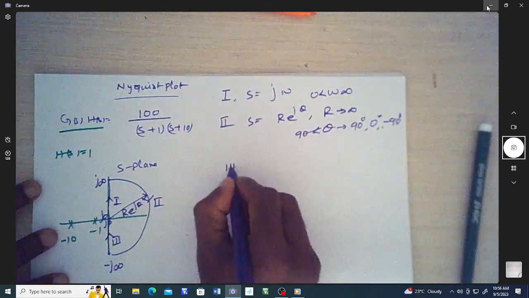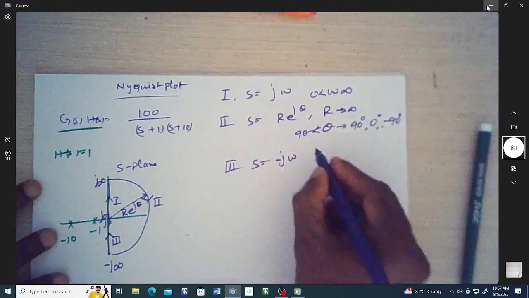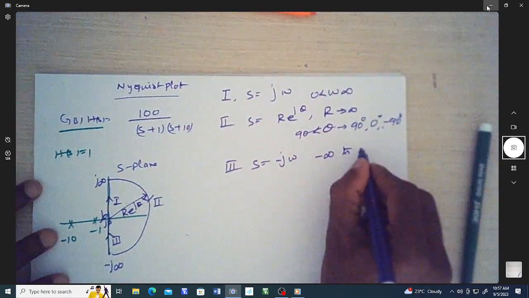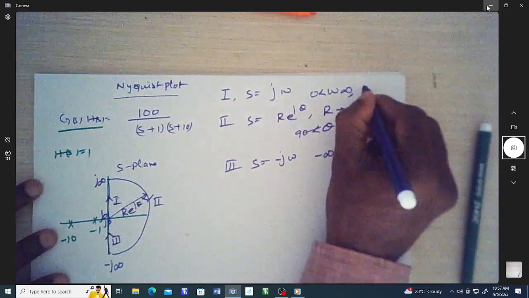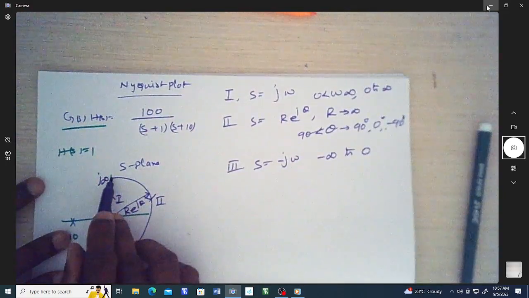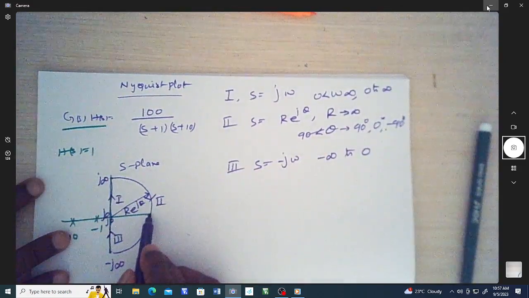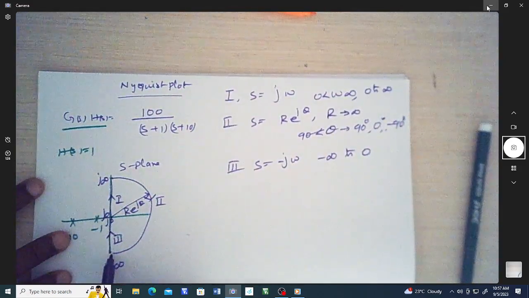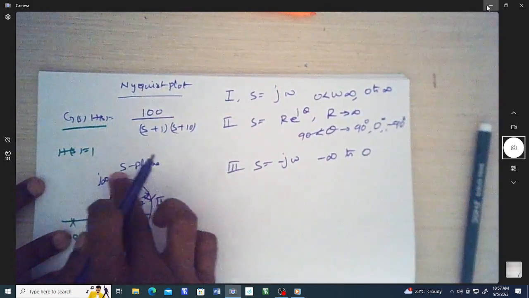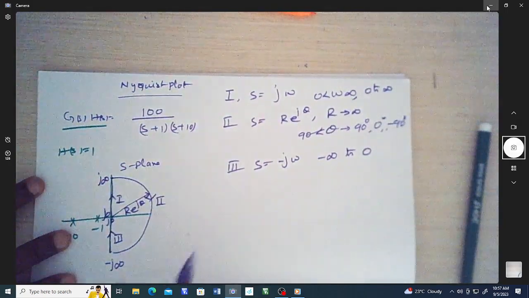And in the third segment, s is equal to minus j omega, where omega is ranging from infinity to 0. If you can see here, this is 0 to infinity, and then from infinity at an angle plus 90, infinity at an angle 0 degree, infinity at an angle minus 90 degree, and then minus infinity to 0. So this is the Nyquist contour which is being represented in the S plane.